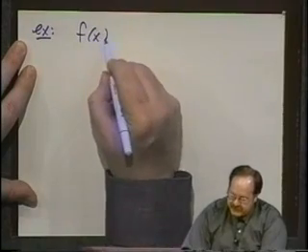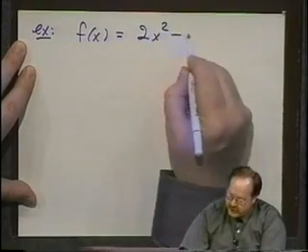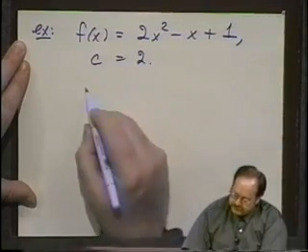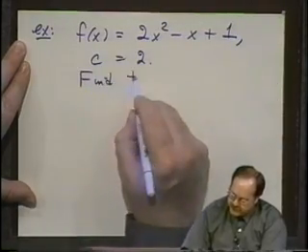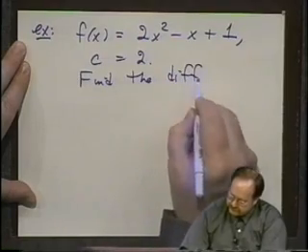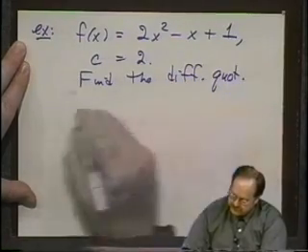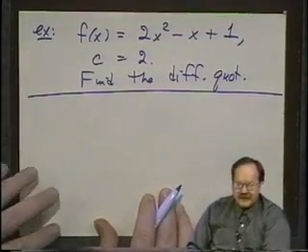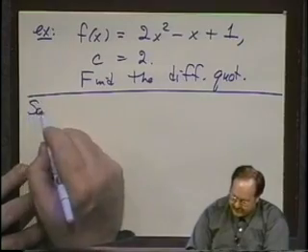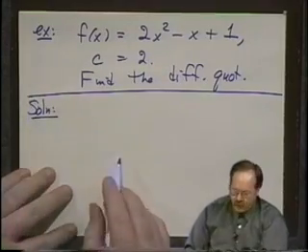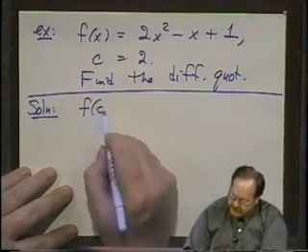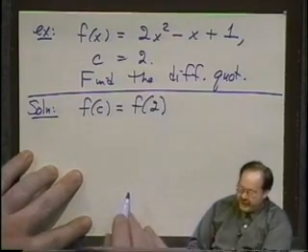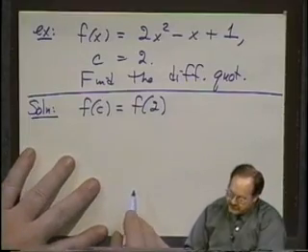Suppose f of x is given to be 2x squared minus x plus 1, and c is given to be 2. Find the difference quotient. And it was called a difference quotient because there were two differences and a quotient. Solution? Well, I'm going to need f of c, so let's calculate f of c. f of c here is f of 2 because c is equal to 2.